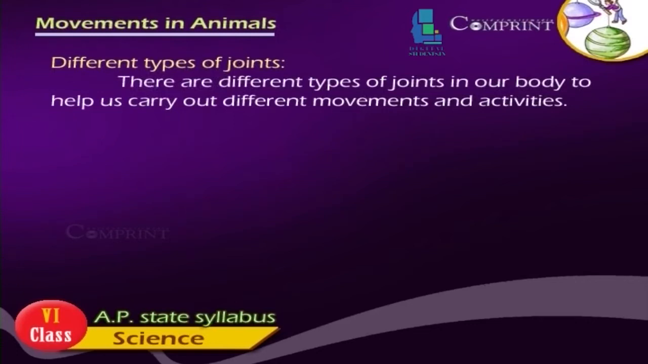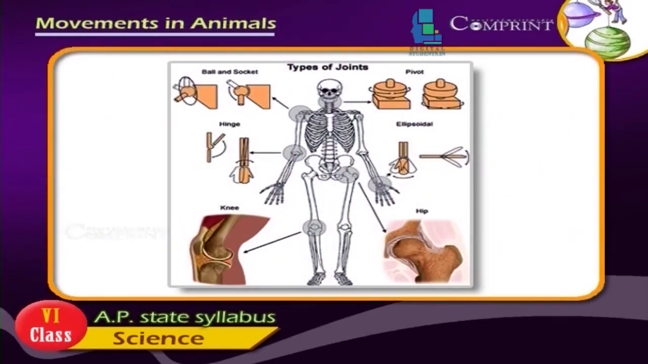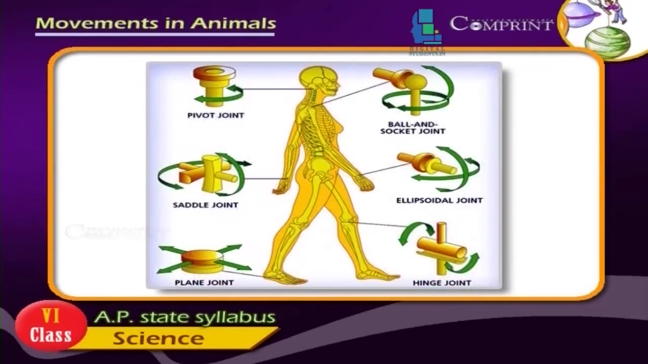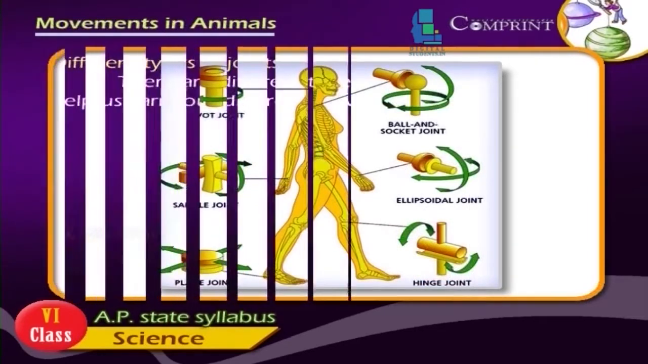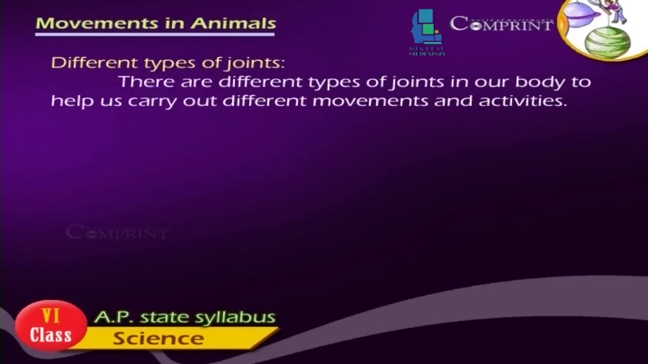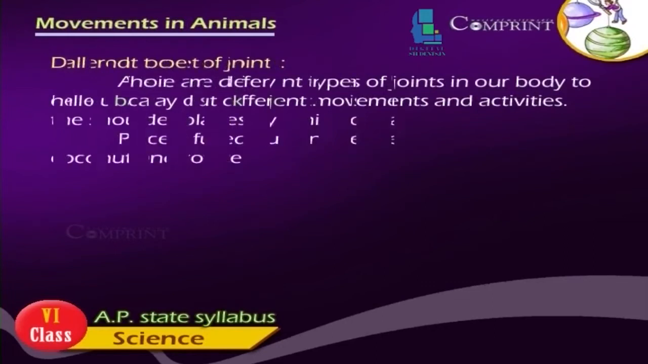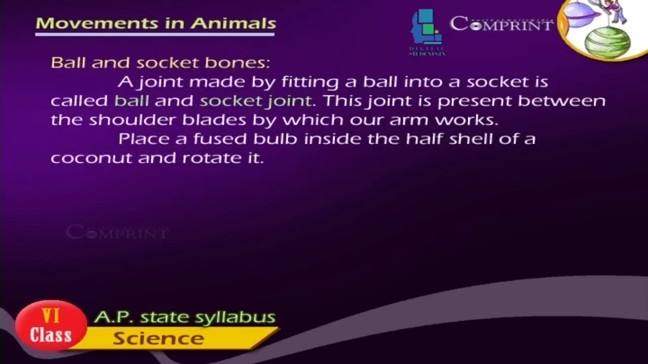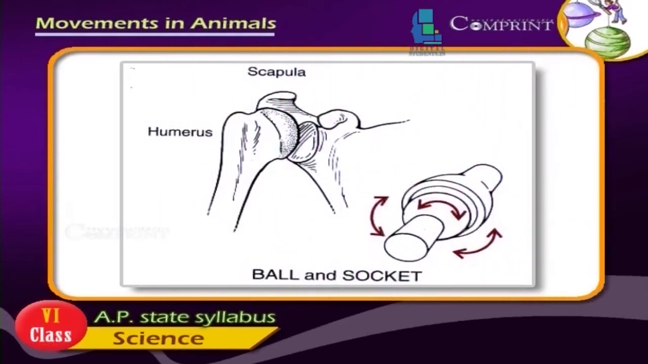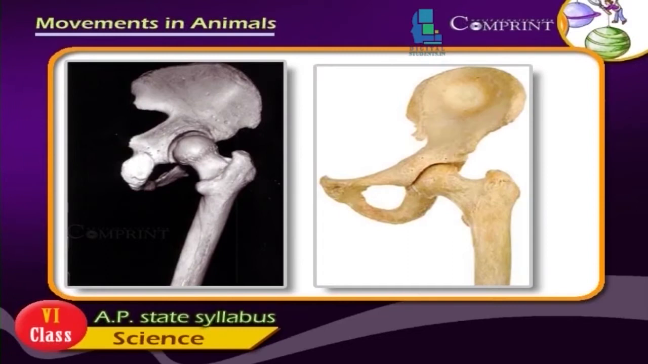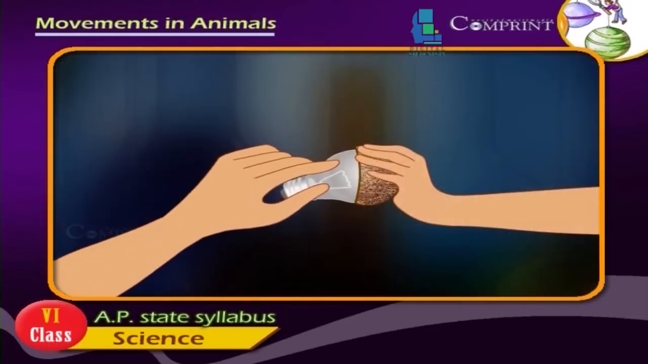Different types of joints. There are different types of joints in our body to help us to carry out different movements and activities. Ball and socket joint. A joint made by fitting a ball into a socket is called a ball and socket joint. This joint is present at the shoulder blades, by which our arm works. Place a fused bulb inside the half shell of a coconut and rotate it.